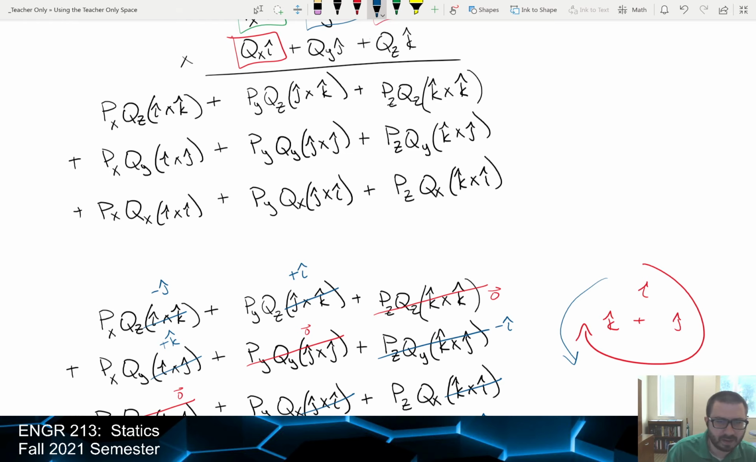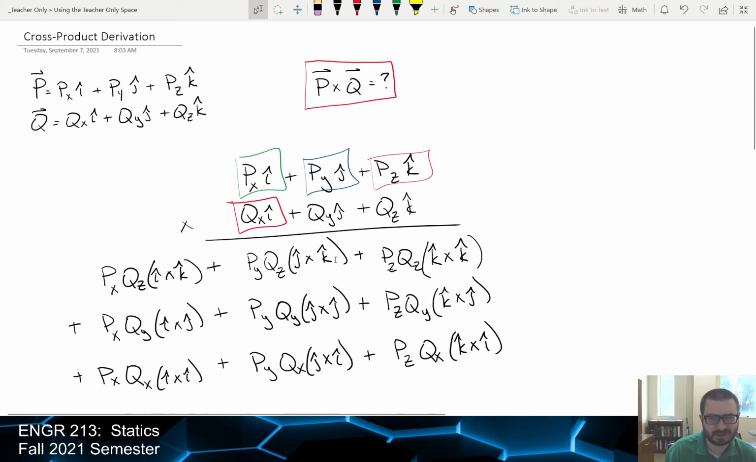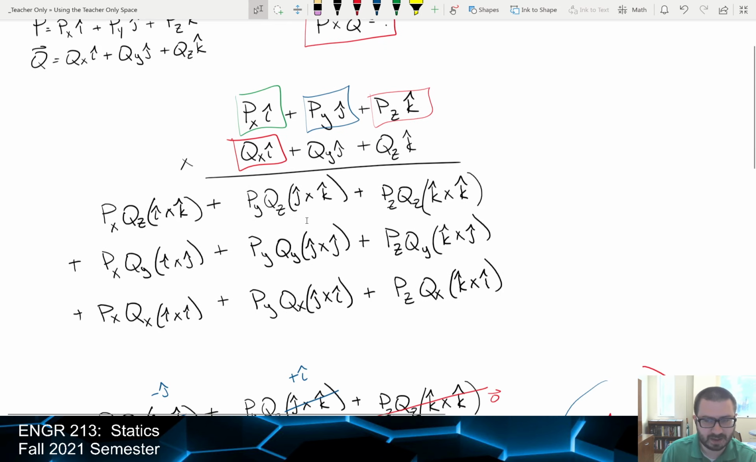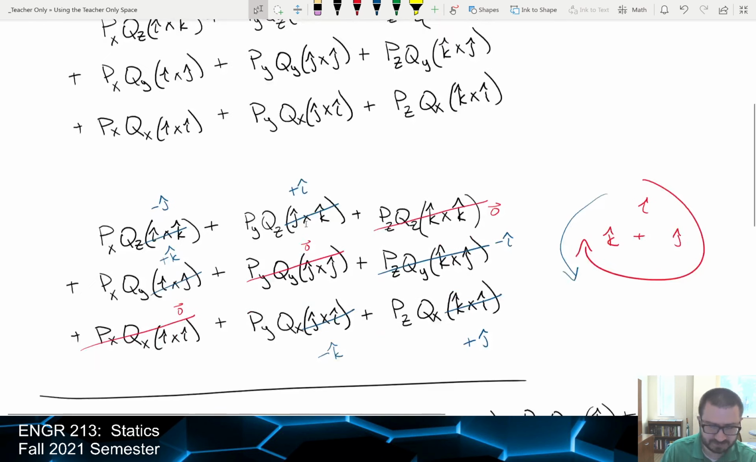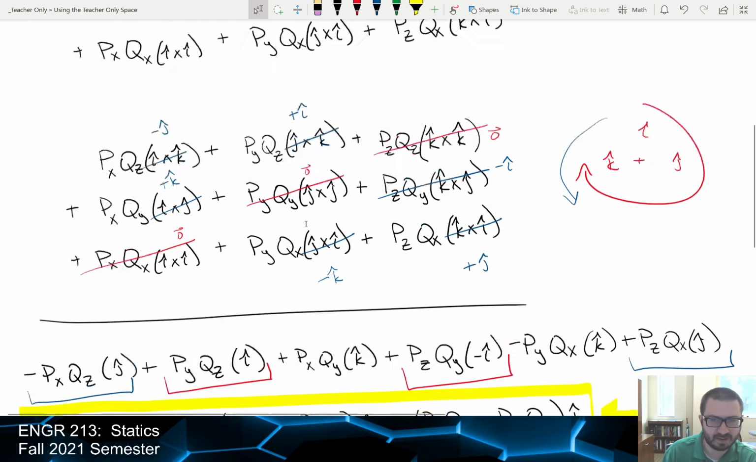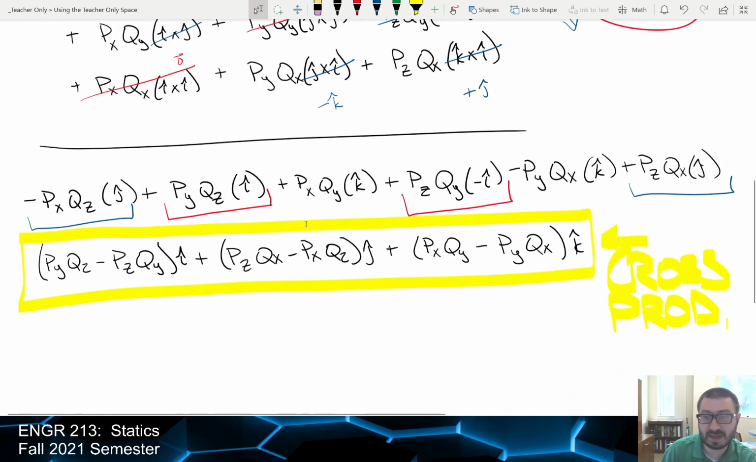Whoops. All right. So what I'm doing here, just to follow us along, I know it's a lot of algebra, but it's kind of repetitive, is I started off, I had the vectors, multiplied it out, then I used my unit vector observations to see if I could simplify it, and then factored it. And that's the cross product.